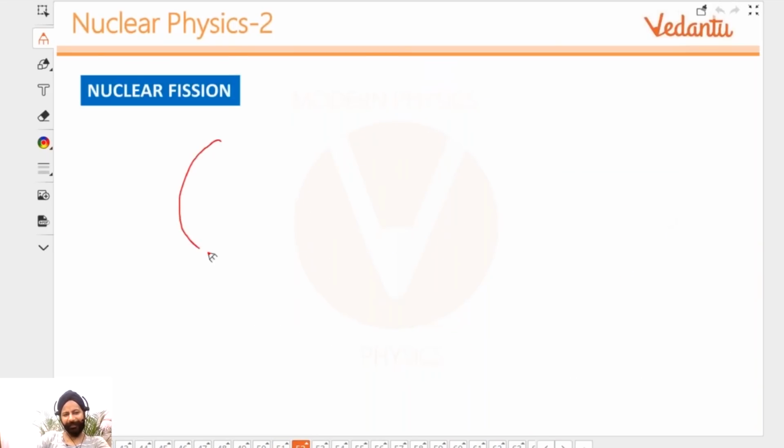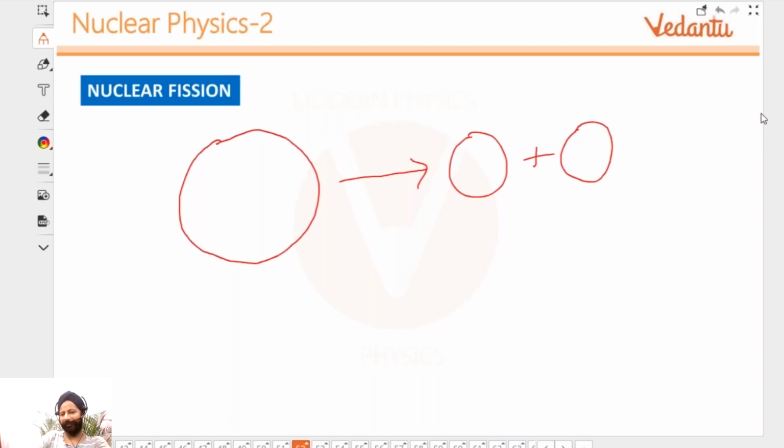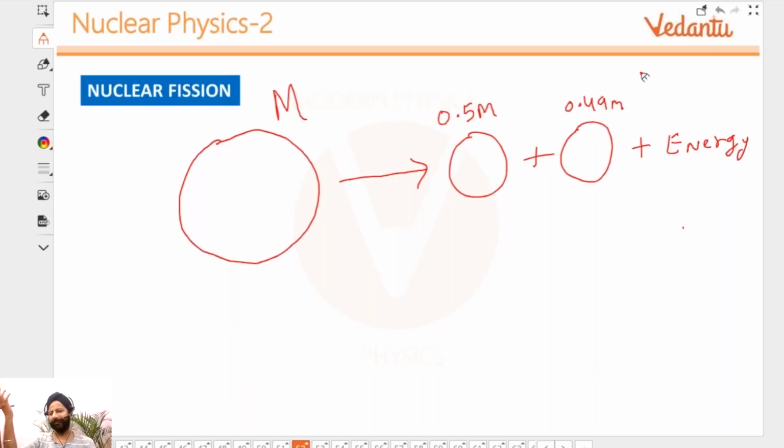What will happen in fission? We'll take a big nucleus, a heavy nucleus, and break it into two smaller nuclei. Okay, we broke it. In addition, you get some energy. Now where did this energy come from? There was some mass here, right? Maybe, I'm just giving vague numbers here, 0.5 m, and this is 0.49 m. The rest of the mass is gone. It's not appearing somewhere. So that mass actually is converted into energy. So this is a brief overview of what is happening.